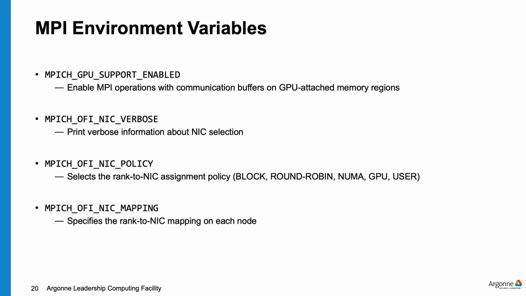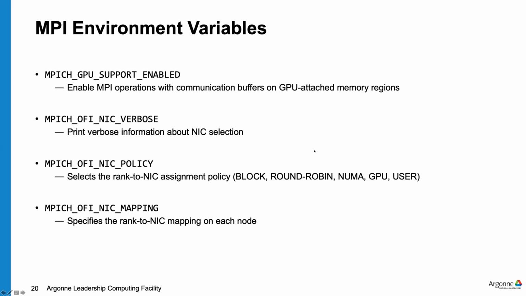There are many different ways to control your MPI execution. A few of the environment variables that we've come across that are very useful on the system include MPICH_GPU_SUPPORT_ENABLED. So this essentially allows MPI operations to use communication buffers which are on GPU attached memory regions. This should be enabled by default, but it's something to be aware of.